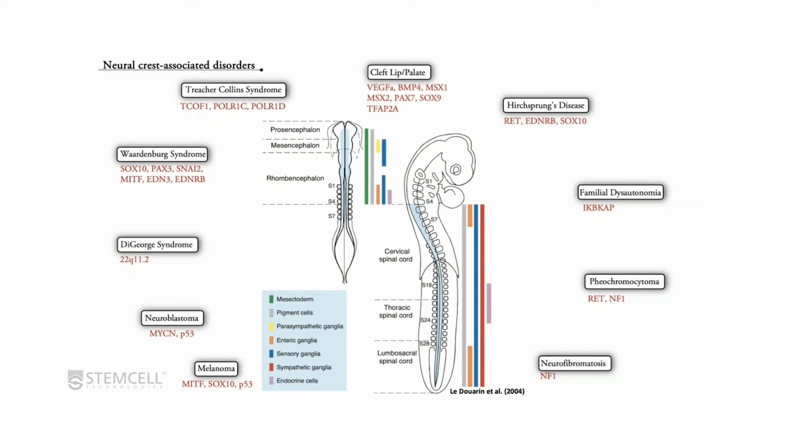Other notable examples include cleft lip palate, which affects craniofacial formation, as does Treacher-Collins syndrome and Waardenburg syndrome, the latter also manifesting in pigmentation characteristics. Neural crest developmental genes are also implicated in neoplasias, including neuroblastoma and melanoma.